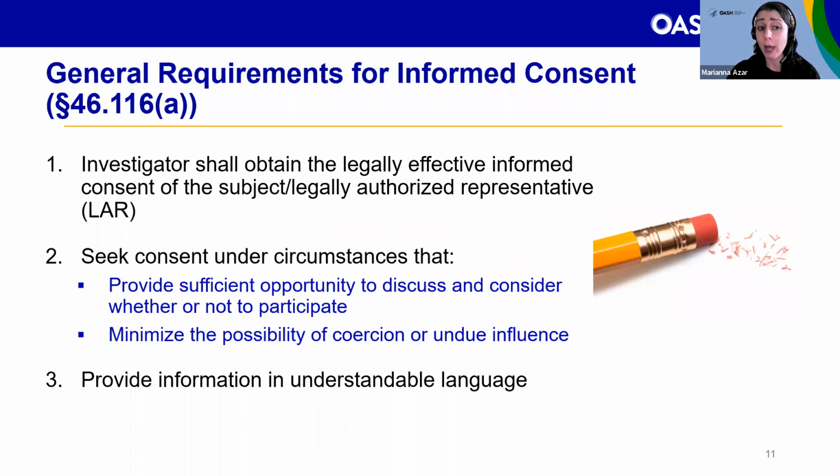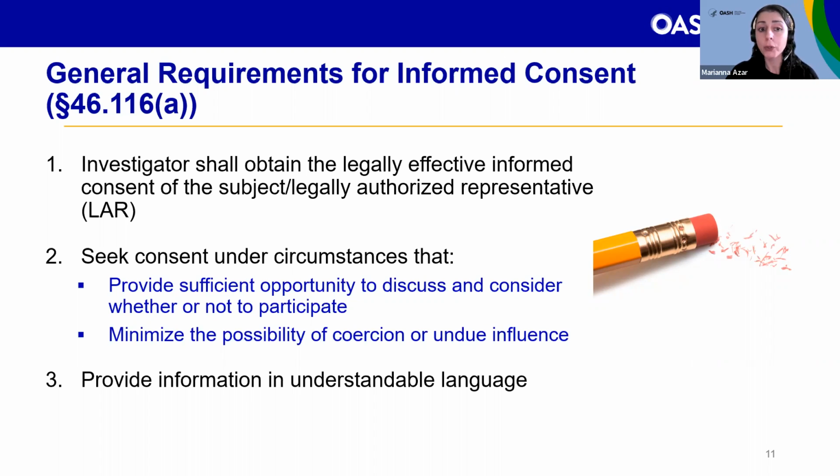So in keeping with the ethical principles that are articulated in the Belmont report, the general requirements for informed consent include the requirement for investigators to obtain the legally effective consent of the research subject, or in the case of those whose autonomy or decision-making capacity may be compromised or diminished, the consent of the legally authorized representative. Consent must also be sought under circumstances that provide sufficient opportunity to discuss and consider if one wants to participate or not participate in the research, and under circumstances that minimize the possibility of coercion or undue influence.